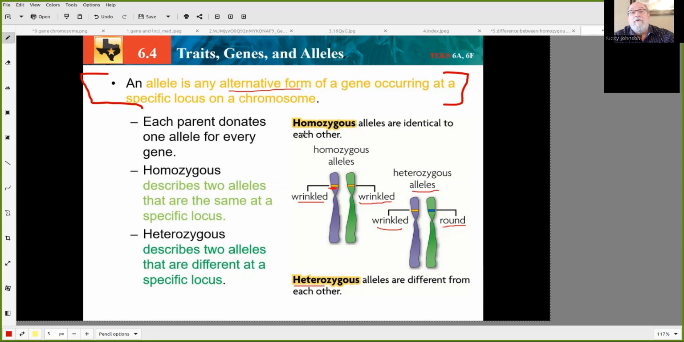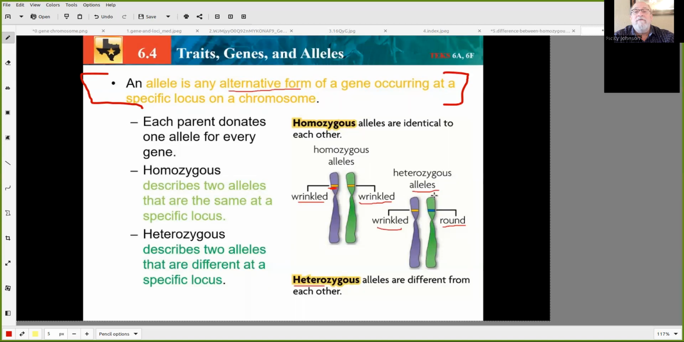Now, homozygous alleles are identical to each other. So here we have wrinkled and round. Now, this is from peas. I told you about that guy named Gregor Mendel who discovered this, or I mentioned him earlier, and he studied peas. And there are two different types of peas. There's wrinkled and round peas. And he started breeding them, and he worked out all of the rules for genetics that we're going to be learning from just breeding peas on his own in his spare time.